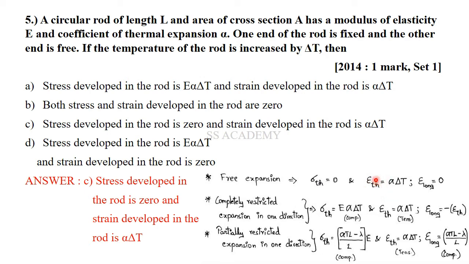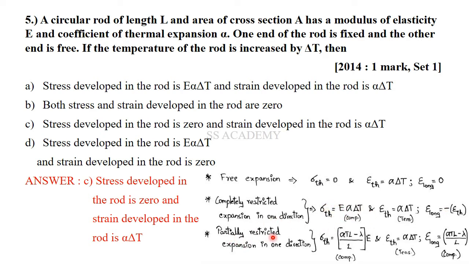If this thermal strain is restricted, then we will be getting a longitudinal strain which is responsible for a thermal stress. Completely restricted expansion in one direction refers to a bar held between two rigid supports. In such a case, there is no expansion permitted, so there is restriction for this alpha del T. So there is a negative longitudinal strain, and this negative strain comes out to be a thermal stress of compressive nature.